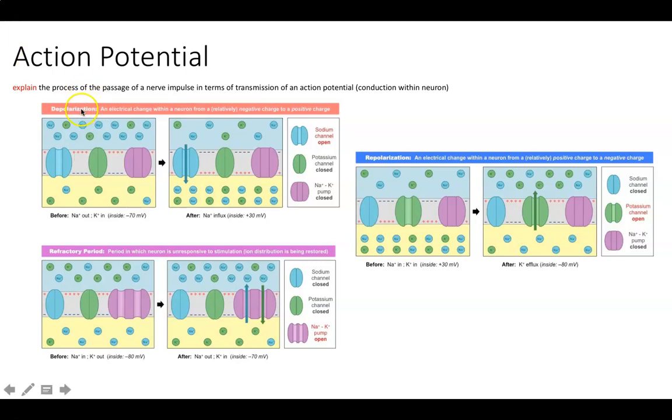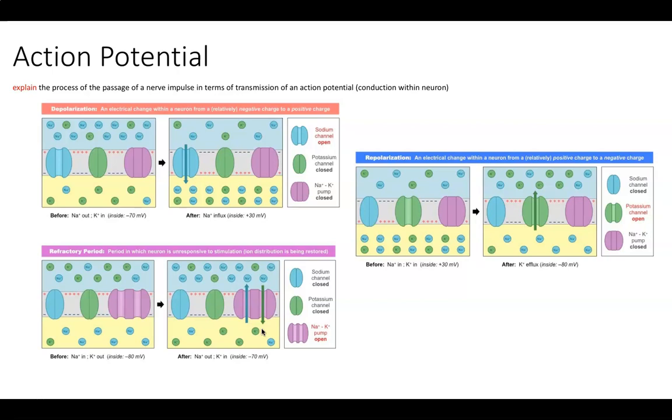But if you just kind of know the main steps, depolarization, it's an electrical charge within a neuron from a relatively negative charge to a positive charge. And that's because all this comes in, then that stimulates a relatively positive charge to a negative charge. Now that goes out, and now we have this returning back to that resting potential with the sodium-potassium exchange pump. Now going back to that initial state of pumping the sodium out and pumping the potassium back in. Next step. So that's how an impulse travels through inside a neuron.